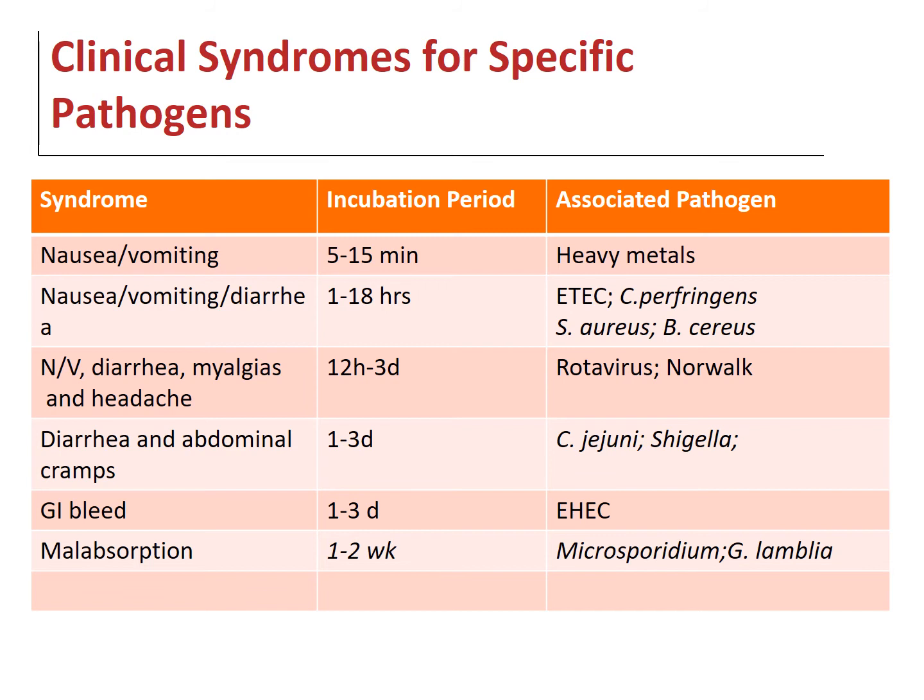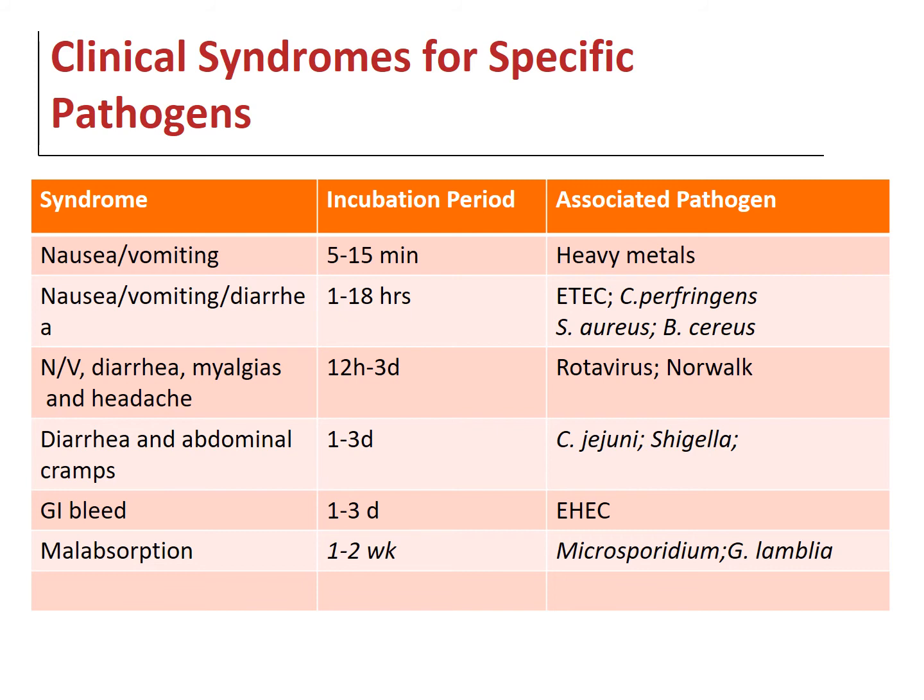So for example, nausea and vomiting that set in within 5 or 15 minutes of ingestion may be associated with heavy metals or chemical toxins, while nausea, vomiting, and diarrhea that occur within the first hour or two to about 18 hours may be associated with preformed toxins such as those produced by Staph aureus, Clostridium perfringens, Bacillus cereus, and enterotoxigenic E. coli. Now you notice that this is very similar to that produced in the incubation period caused by viruses such as rotavirus and norovirus.